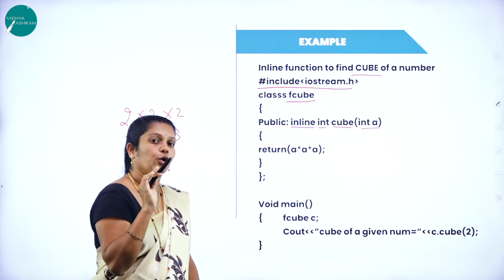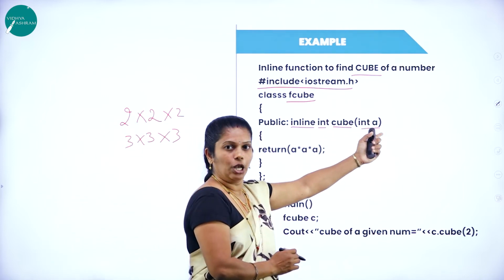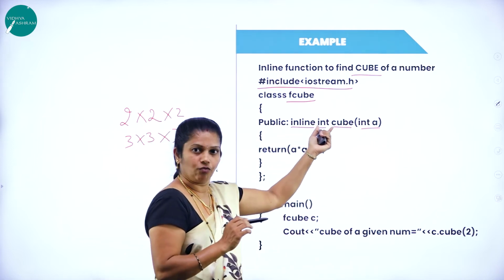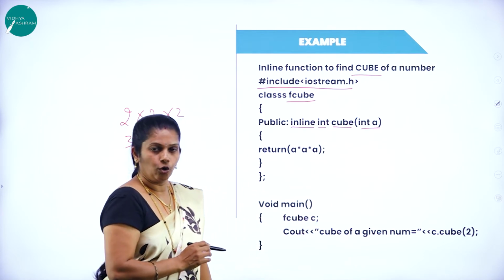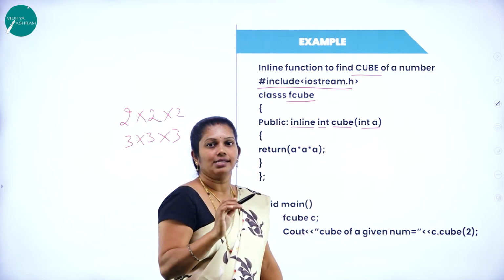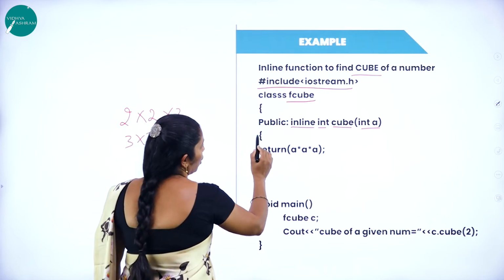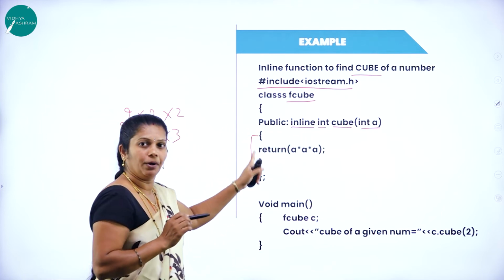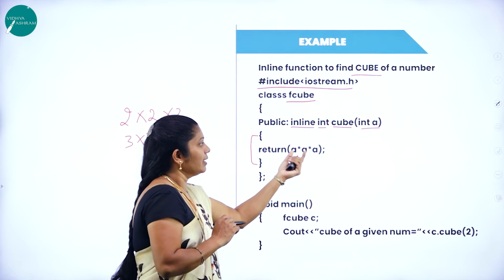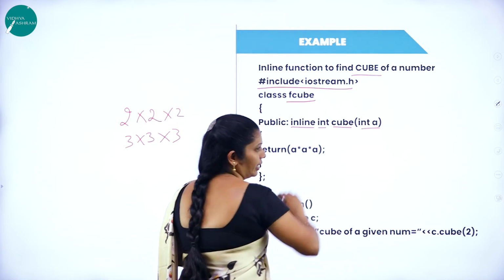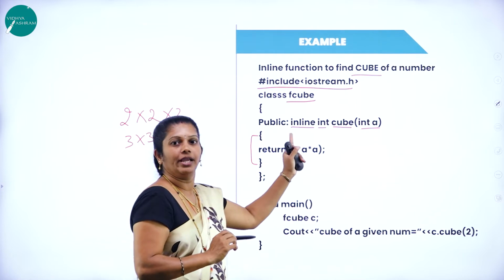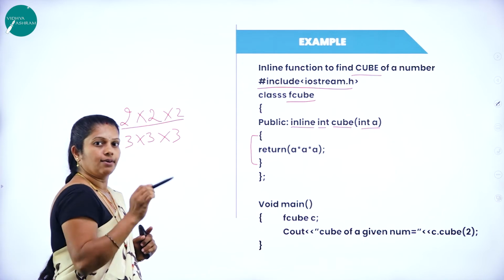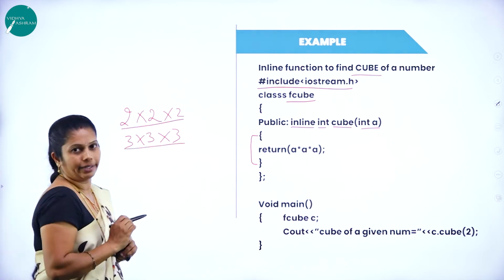My agenda is to find the cube of a given number. The a is the value which I am getting from the main program. After calculation, I want to generate the result in integer format. If you observe, we open the bracket here and close it here, for this cube function. We return a into a into a. Whatever value we give for a, it will calculate a into a into a. For example, if I give 2, then 2 into 2 into 2. If I give 3, then 3 into 3 into 3, it will calculate.